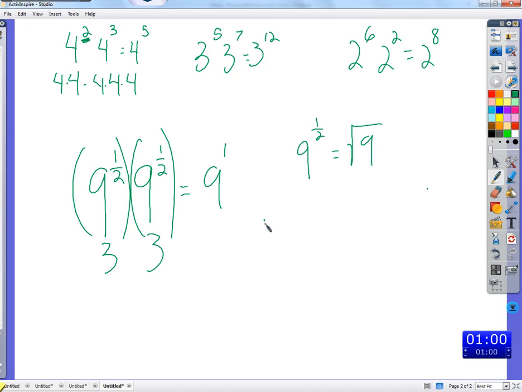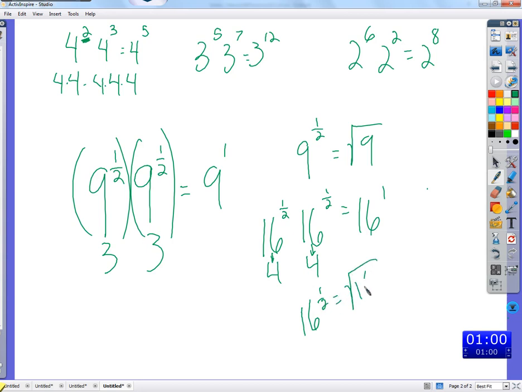How about 16 to the 1/2? Square root of 4. No, just 4. Is it the same as the square root of 16? Let's investigate. Okay? With the same strategy. If we multiply 16 to the 1/2 by 16 to the 1/2, what do we get? 16. Why? You add the exponents together, you get 16 to the first. What number multiplies by itself to get 16? 4. 4 times 4 also gives you 16, so looks like 16 to the 1/2 is the same as the square root of 16.